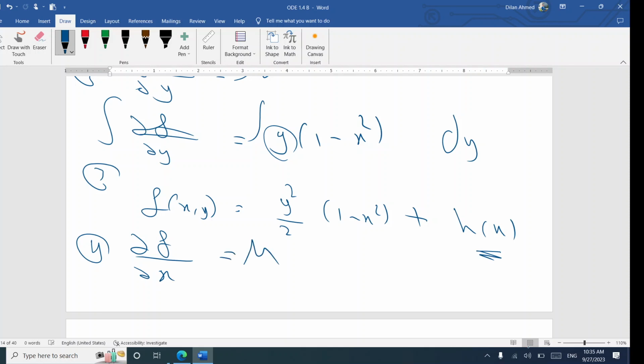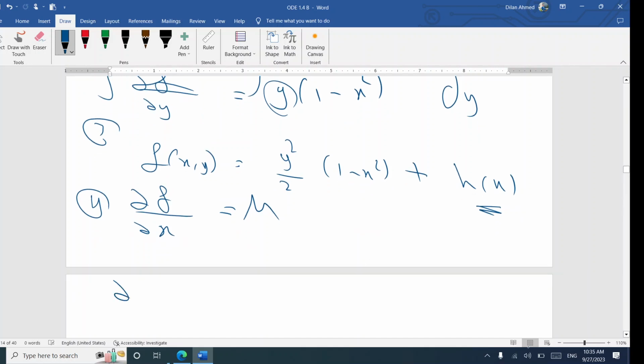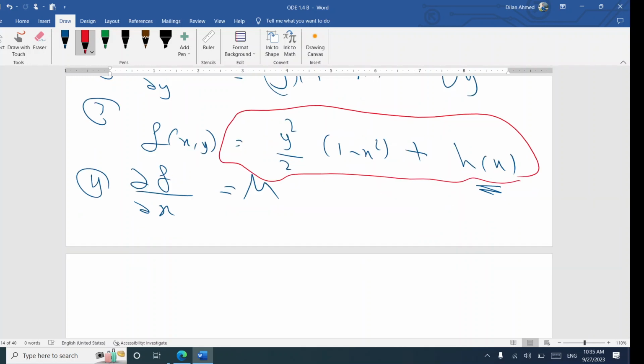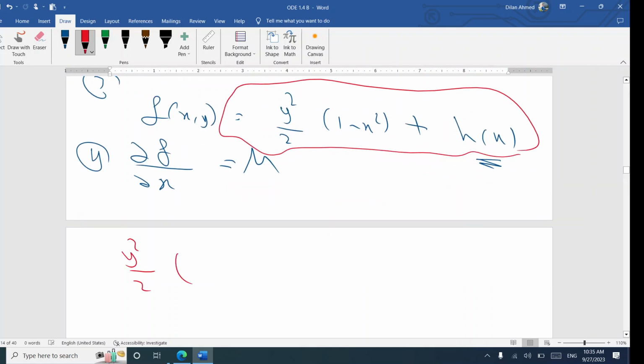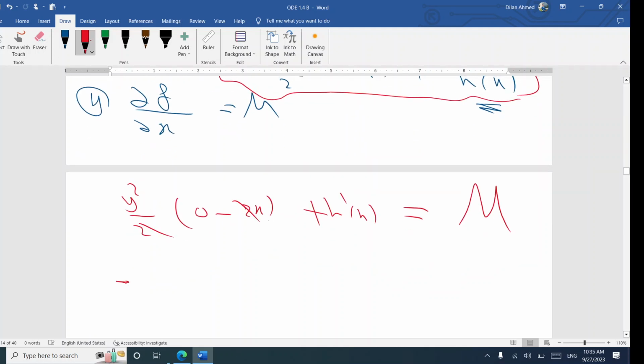What's equal to m, I know that for sure. So I say partial f by partial x is equal to what? Partial of here by x, I'll get y squared over 2 times minus 2x. Am I right? Y is a number, that's a variable. Plus h prime of x equal to m. So it will be minus y squared x plus h prime of x is equal to m.